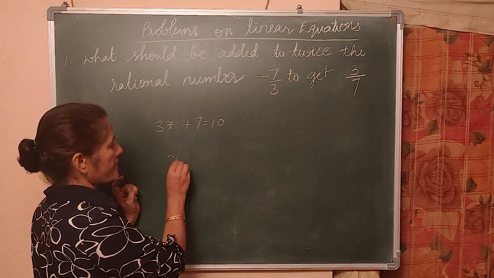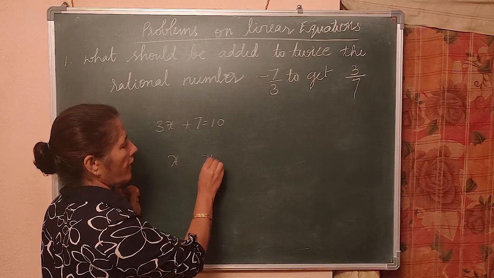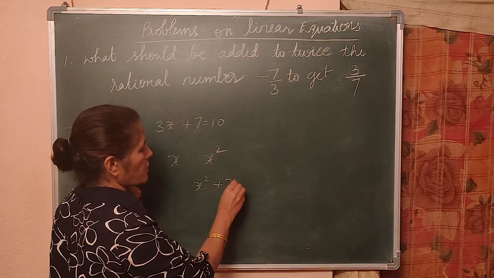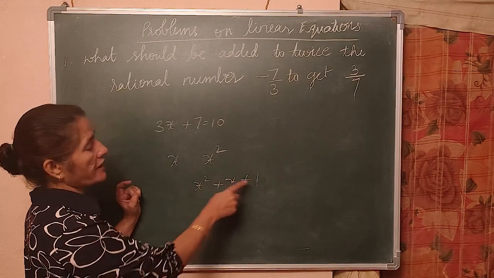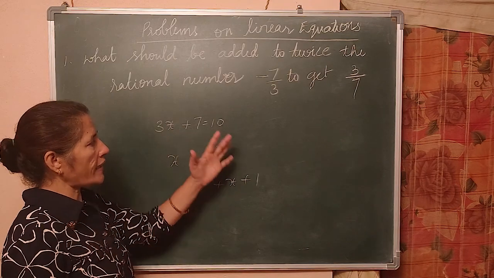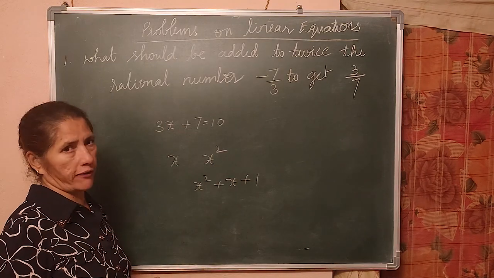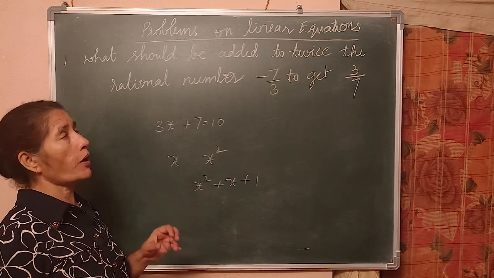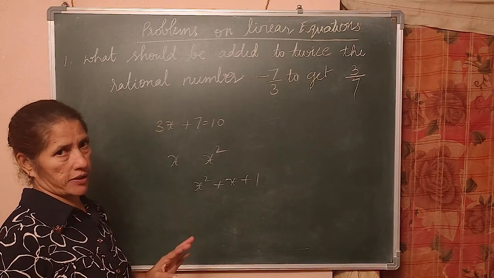See, x is degree 1, x square is degree 2. x square plus x plus 1. Here the highest power is called the degree. You understand? So this one we learned how to solve. Today let us study some more problems on linear equations.